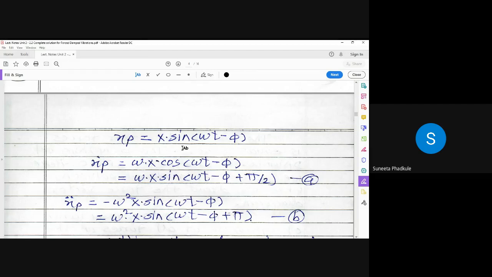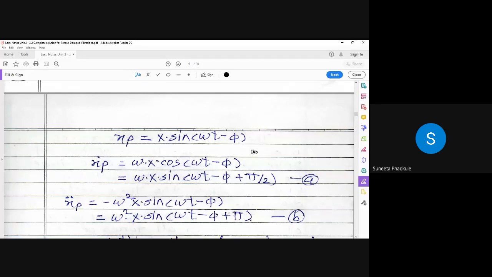But I have to find out the values of capital X, that is displacement, that is steady state amplitude, and angle phi in my known terms. What is known to you? Omega is known to you because it is the frequency of external excitation. Omega n is known to you, that is the natural frequency of the system.